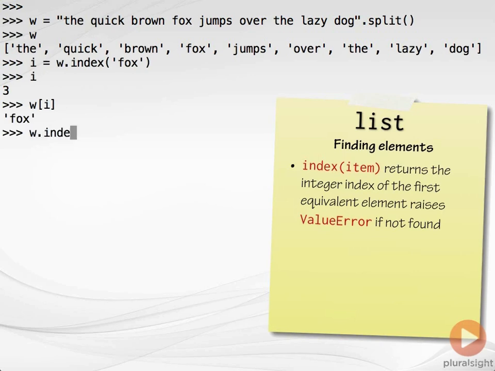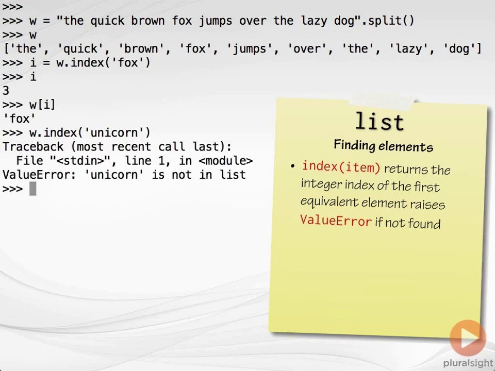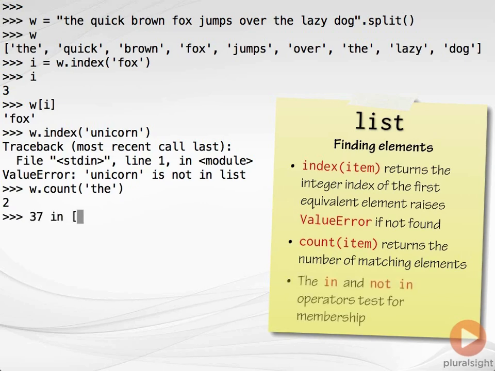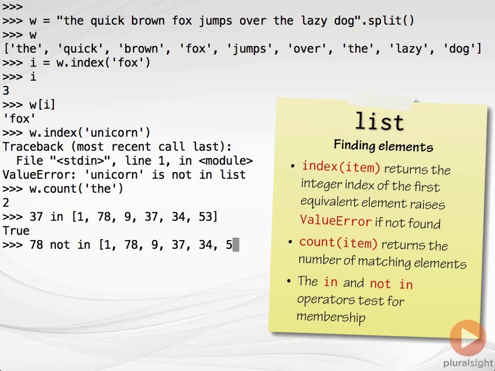If you search for a value that isn't present, like unicorn, you'll receive a value error, which we'll learn how to handle gracefully in the next module. Another means of searching is to count matching elements using the count method. Here we count occurrences of the word "the". If you just want to test for membership, you can use the in operator, or for non-membership using the not in operator.